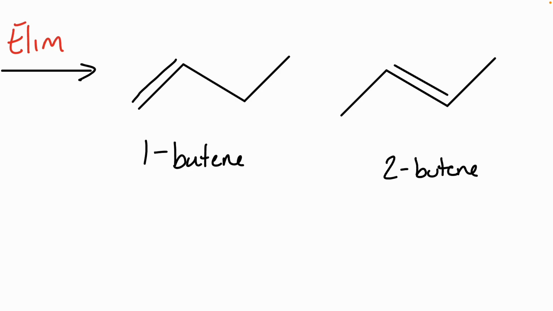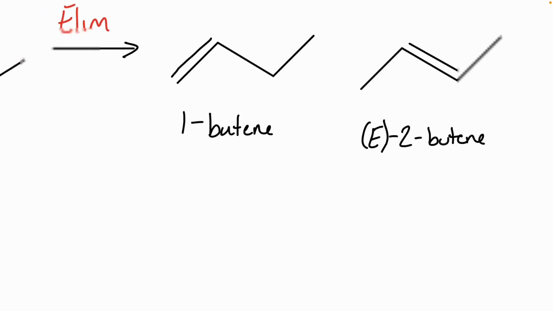What's missing from this name? Which is what? Which is, so for this one here, what would this isomer be? So this would be E-2-butene. So then what's my third product? Z-2-butene.